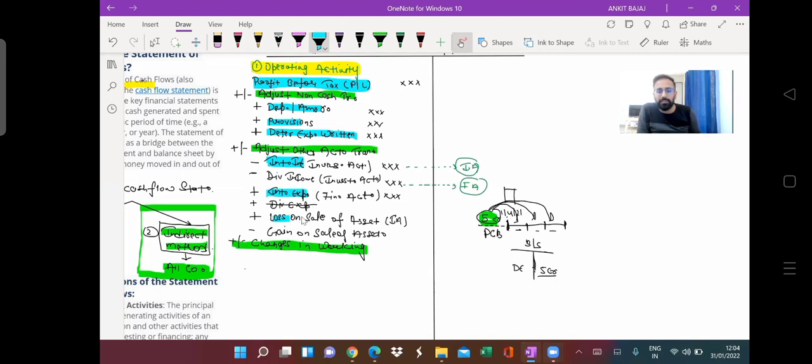Also, loss on sale of asset or gain on sale of asset is not a part of operating activity. It will be a part of investing activity. So loss will be added back and gain will be reduced.